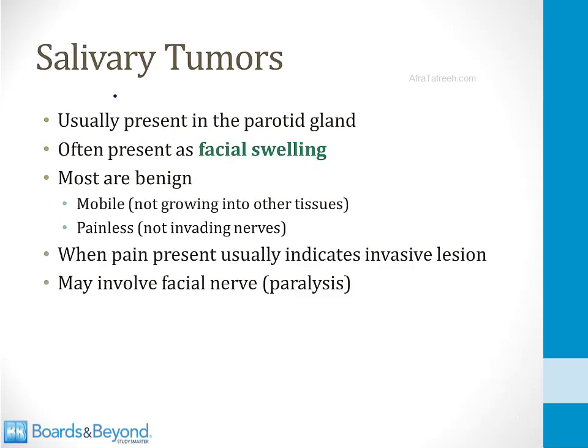Our last topic for this module are the salivary tumors. These are rare tumors that usually present in the parotid gland, and for that reason they often present as facial swelling, just like that child with mumps we saw on the last slide. Most salivary tumors are benign, and this means that they are often mobile. They are benign, and therefore they don't grow into other tissues, and that creates a mobile mass in the face.